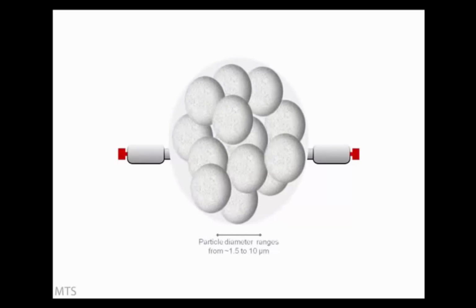The stationary phase in your column is typically, but not always, in the form of very small spherical particles. The diameter of these particles is in the order of a few microns. That's 1/1000th of a millimeter. In analytical HPLC, the particle size diameter ranges from approximately 1.5 to 10 microns.